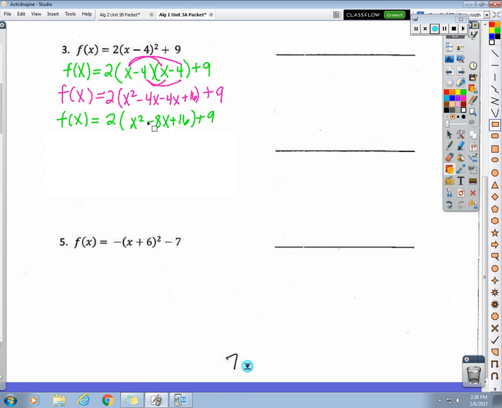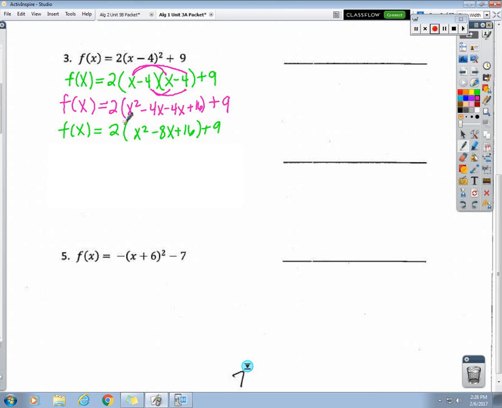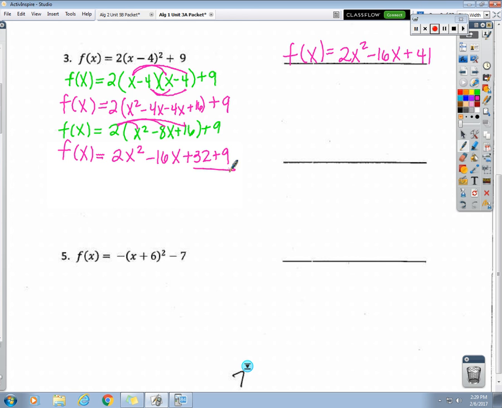Now that we have that trinomial simplified, now we're ready to distribute the 2 to the trinomial. So that becomes f of x equals 2x squared. 2 times negative 8x is negative 16x. And 2 times 16 is positive 32. Bring down the plus 9, and then f of x equals 2x squared minus 16x plus 41, because those combine to be a 41. Okay, go ahead and copy it.